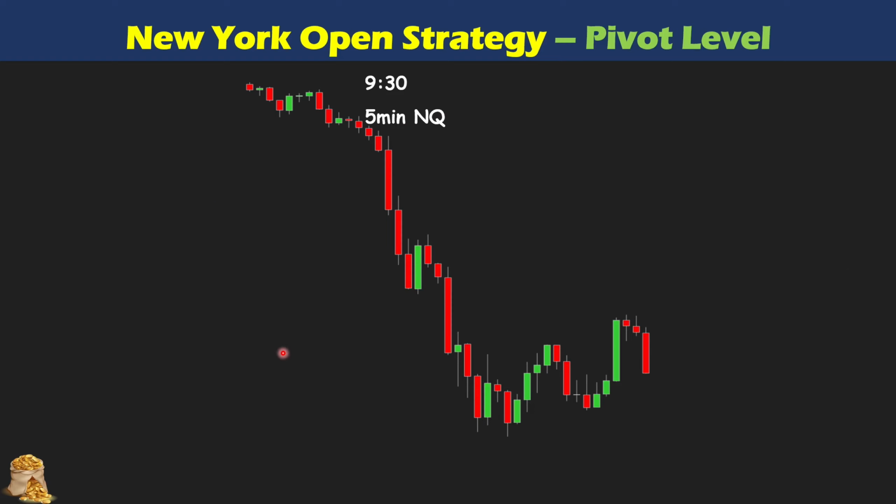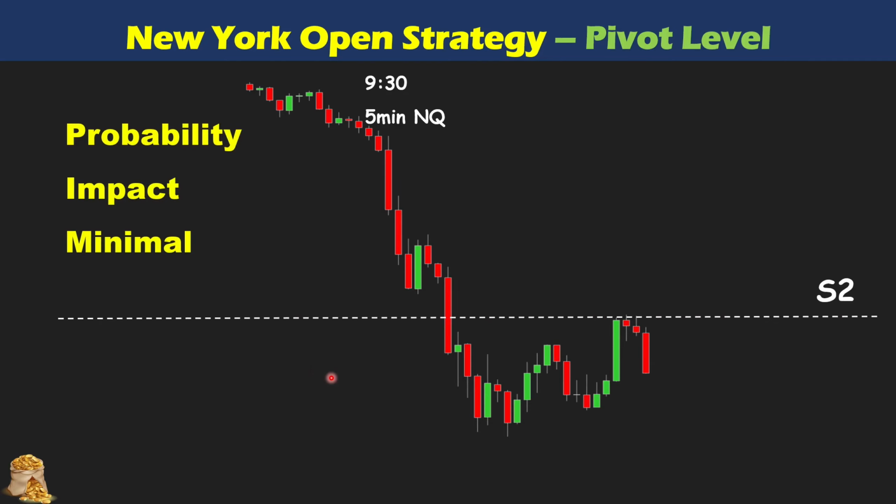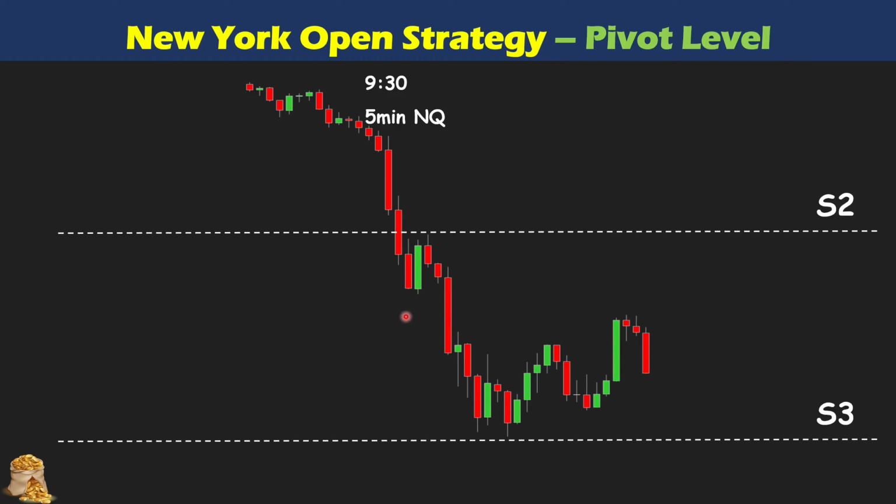Last scenario. What about when the S2 is here? Basically, it's a little bit far away from the pullback. What are you going to do when you see this, or even when the market goes down to S2? To me, because the market doesn't seem to respect this S2, you can totally ignore it, and the impact to the downside is minimal.